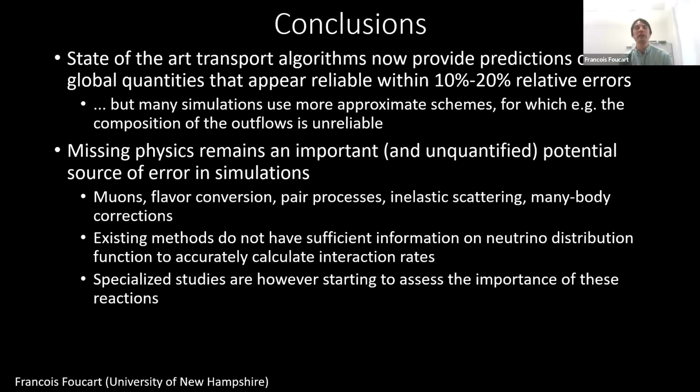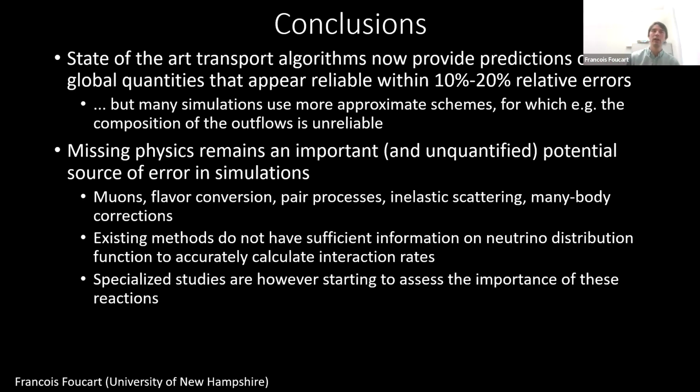We have state-of-the-art transport algorithms, two-moment schemes and Monte Carlo methods, that provide predictions for the global quantities that seem to be reliable at the 10-20% level, roughly speaking, but do differ in their predictions for more detailed quantities like the spatial distribution of neutrinos and outflows, and do still have a non-negligible impact on things like the composition of the outflows. On the other hand, beyond this transport scheme, we see that missing physics in the simulations is a very important and largely unquantified source of error for us.